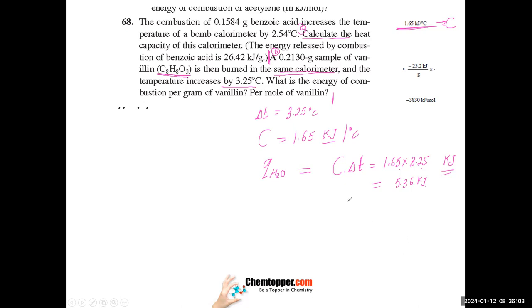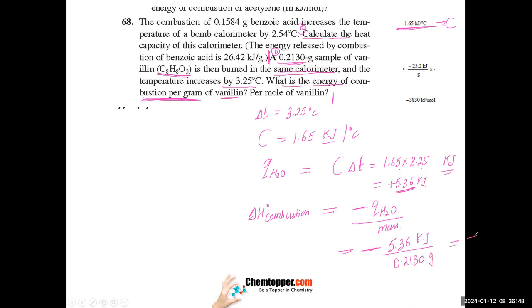Okay, good. Now, what is the energy of combustion per gram of vanillin? So I want to calculate delta H naught combustion per gram. So I'm going to use this equation, minus Q water divided by, not by moles, by mass. Q of the water is this. This is plus, this is minus. So it will remain minus 5.36 kilojoules. What is the mass of vanillin? This one, 0.2130 grams. Answer will be negative with the unit of kilojoules per gram. And are you getting this answer, children? Can you see this is exothermic? Combustion of vanillin is exothermic. That's why water is showing you a rise in temperature.